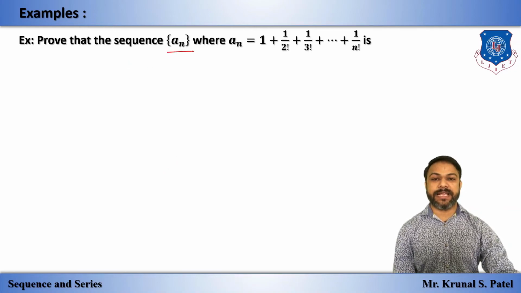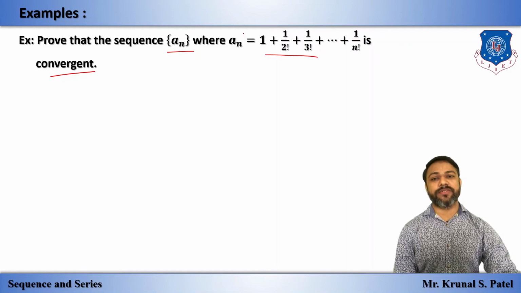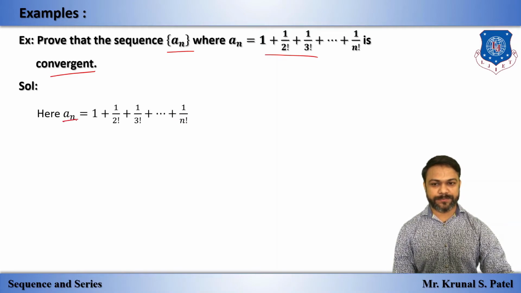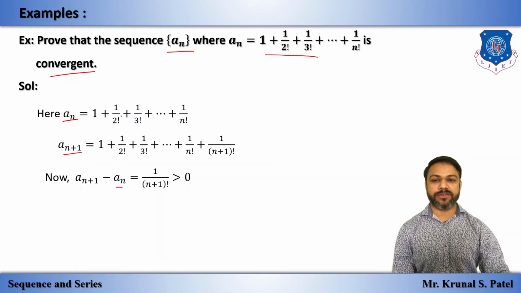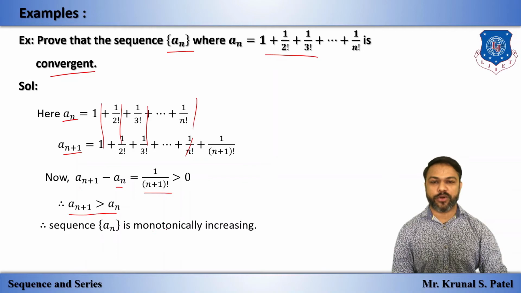Okay, now one more example. Prove that the sequence a_n, where the nth term is given by this, is convergent. Simple. Now you cannot solve this by that limit only, some limitations are there, so we will use the concept of increasing and bounded. So a_n is given, then find a_{n+1}, then a_{n+1} minus a_n. By cancelling out all these terms, we have this, and this is clearly positive. So a_{n+1} is greater than a_n, and it is clearly seen that it is monotonically increasing.